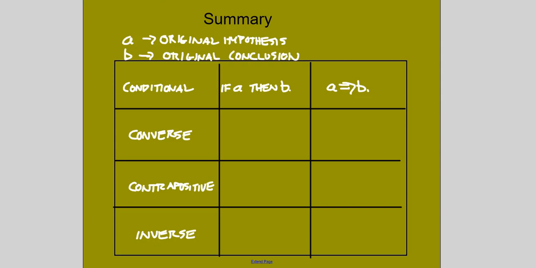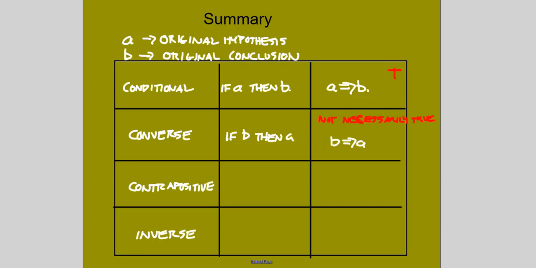The converse is you're swapping the original hypothesis with the original conclusion. So this would be if B, then A. Okay, if we assume the conditional to be true, the converse is not necessarily true. And in the implies symbol notation, this would be B implies A.